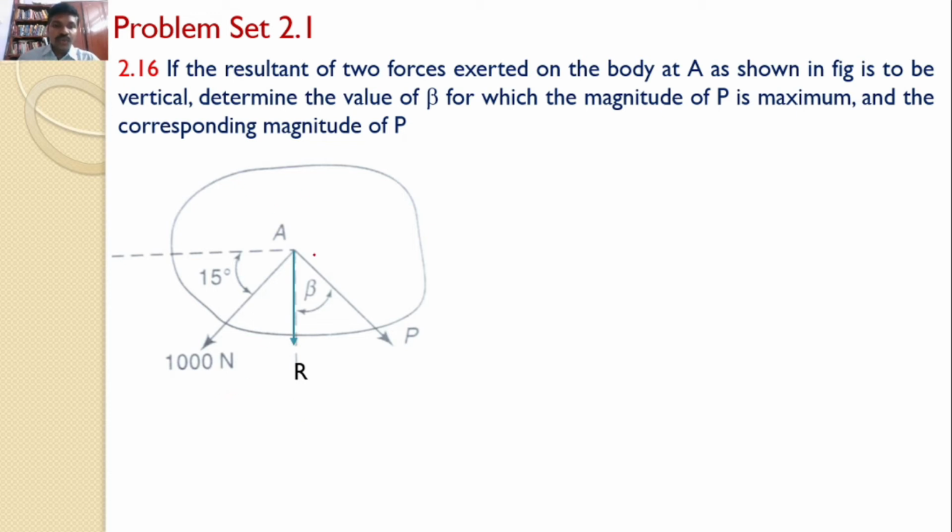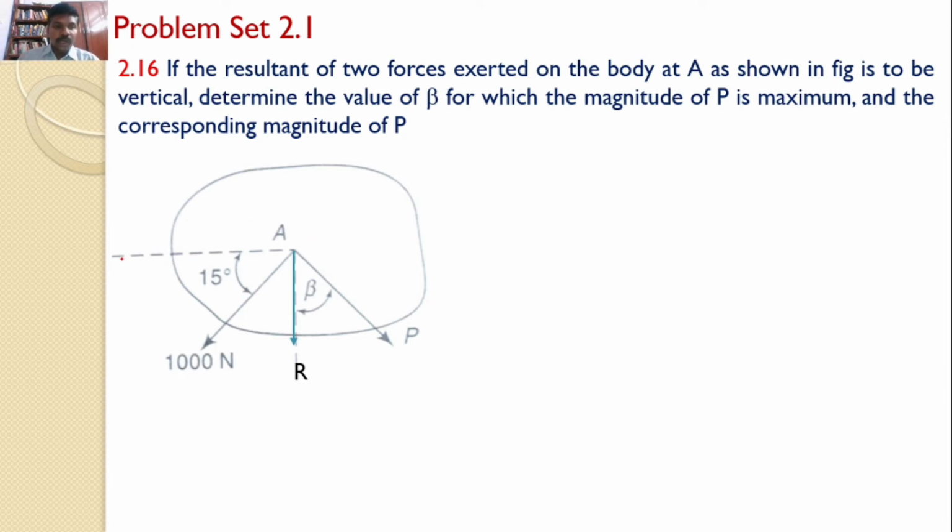Now, our aim is to find the value of beta so that P should be maximum. What is the value of beta so that P is maximum? That means the value of beta so that R should be vertical and P should be maximum. Both the conditions must be satisfied. How can we solve this?